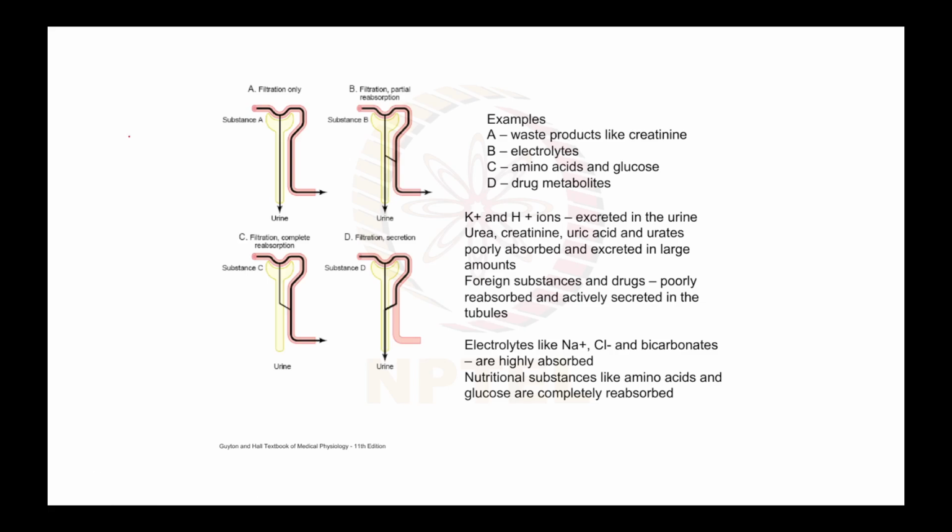Okay. So these are the four scenarios which are being shown. There are certain substances which get filtered. So this is your afferent arteriole. Here glomerular capillaries are there, then they make the filtrate, and whatever filtration is happening, all of that chemical is going to the urine. Nothing is being reabsorbed. Here you can see no reabsorption is happening.